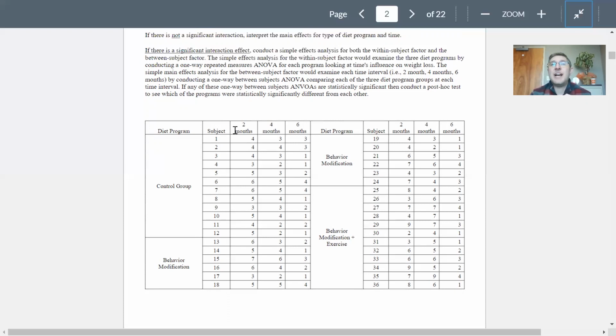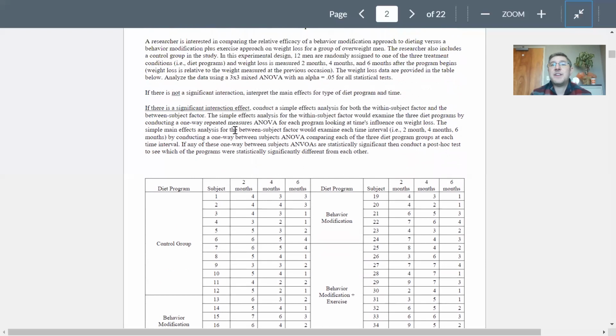So here we have what we would call a 3x3 mixed ANOVA, because we have 3 levels of our between subject factor and 3 levels of our within subject factor.